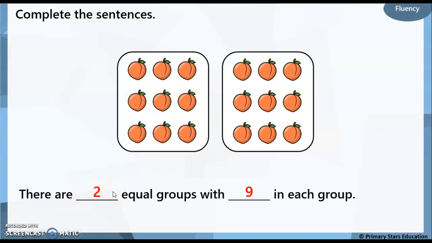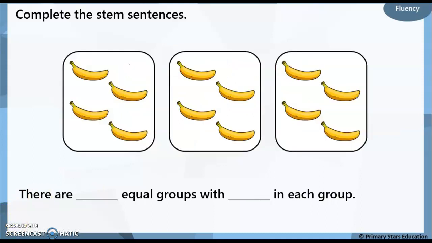And actually, to work out the total of that, if you wanted to, 2 times 9 is quite difficult, but if we swap those numbers round, 9 times 2, we can count in 2s, 2, 4, 6, 8, 10, 12, 14, 16, 18. So we have, there are something equal groups with something in each group.